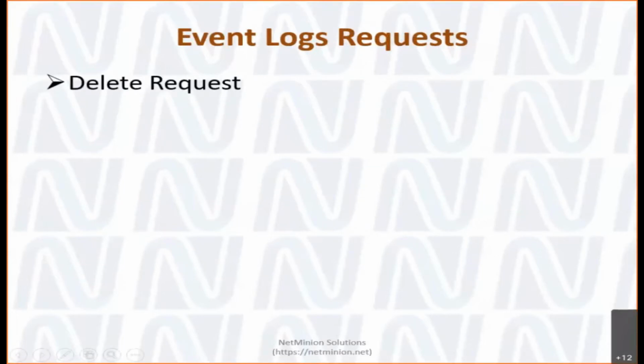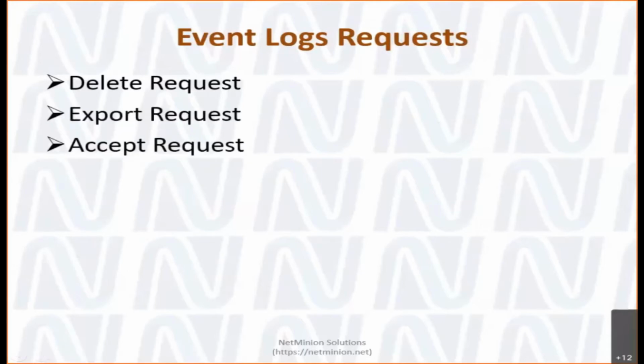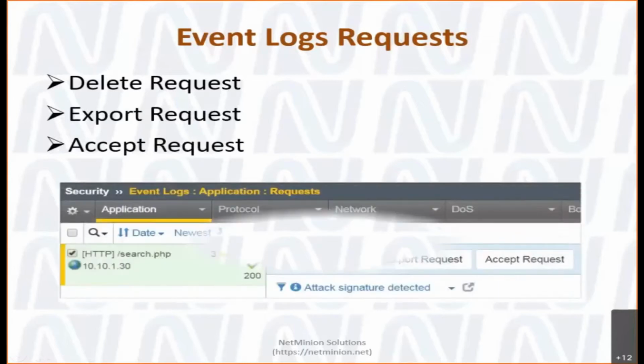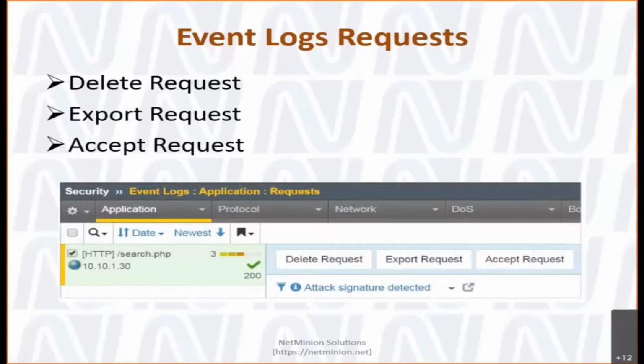Now let us go to the event logs request. When you are checking event logs, there are a couple of options: you can delete a request, export a request, or accept a request. I hope all of you are now aware of these. Yes or no? Yes, yeah. Delete request means you are removing it from the request event logs. Export means you are exporting it as an HTML page. Accept means you are accepting that request, and whatever learning suggestion is behind that request will get accepted. Perfect.